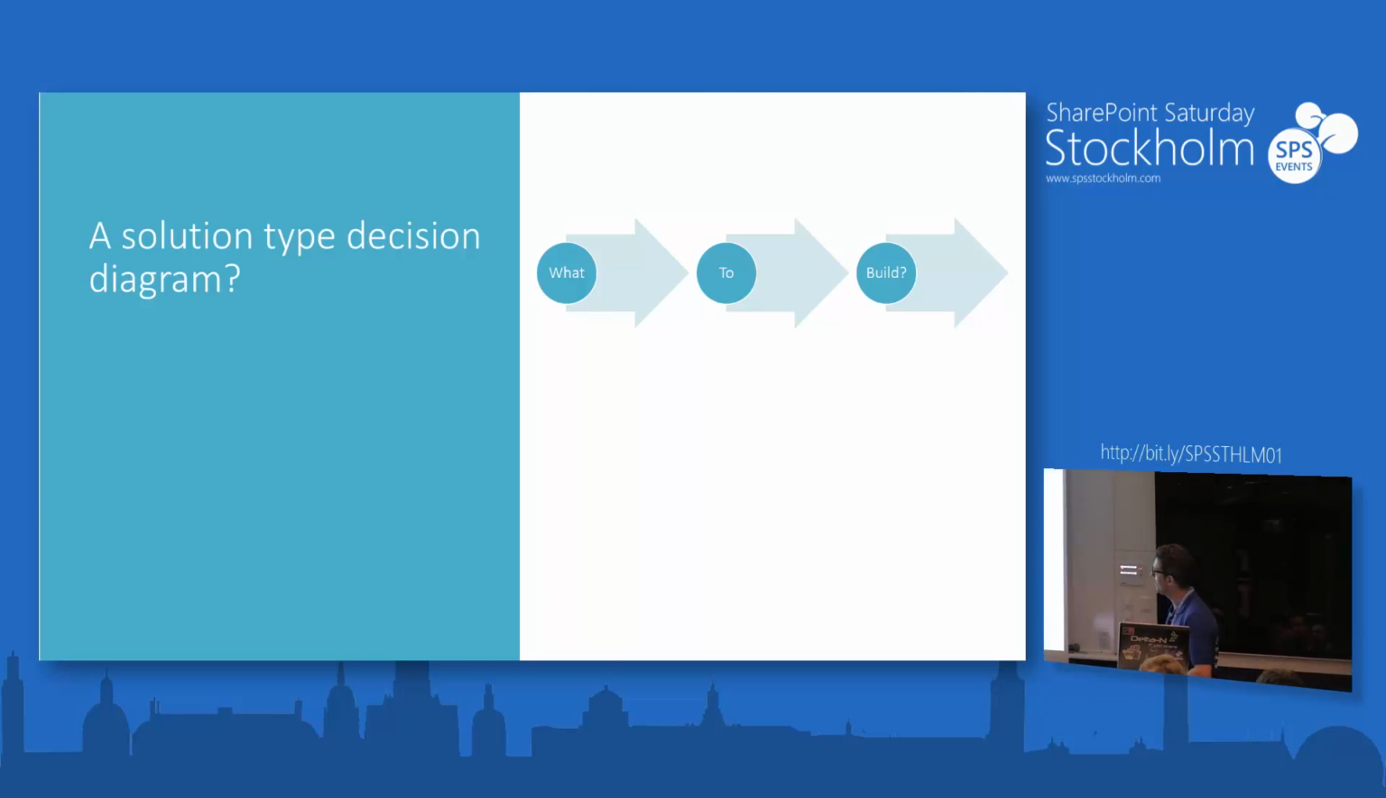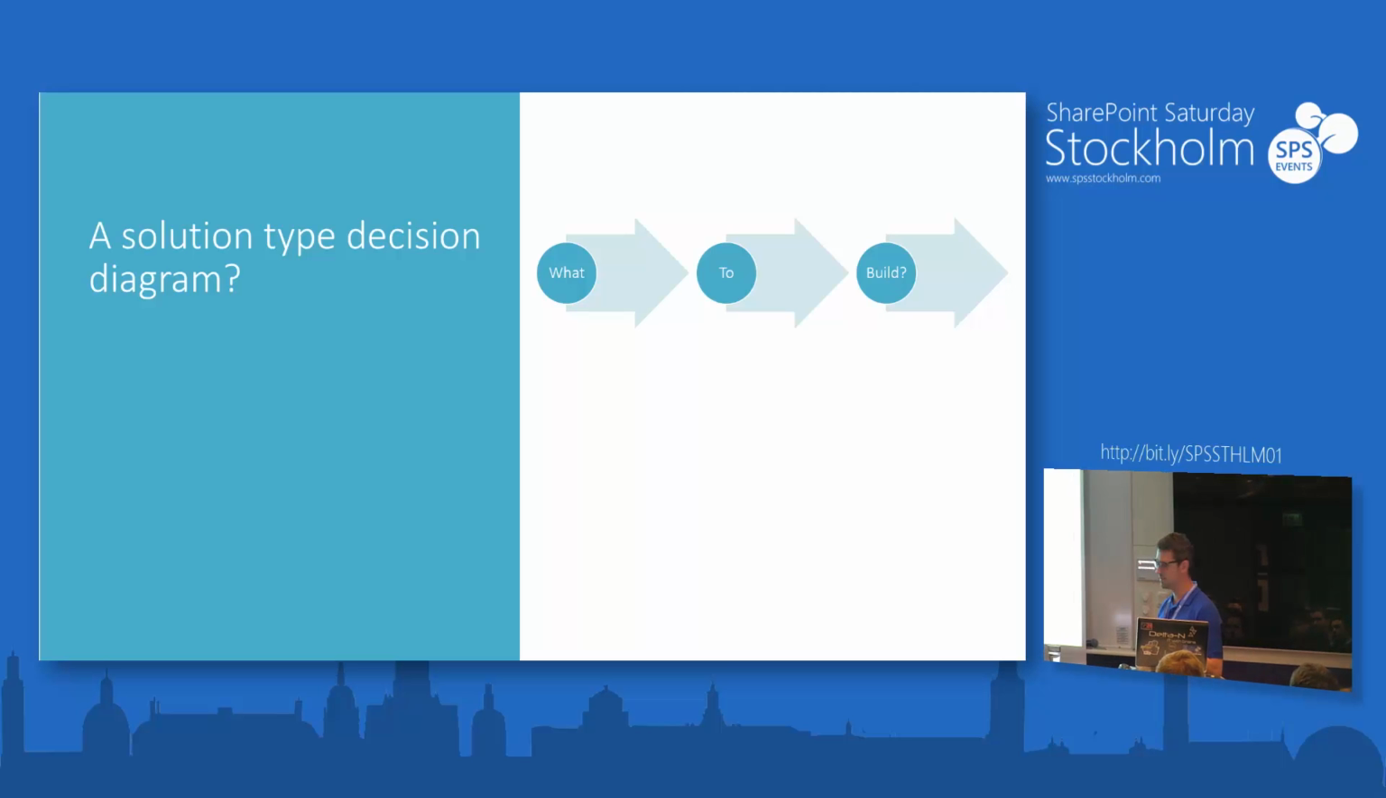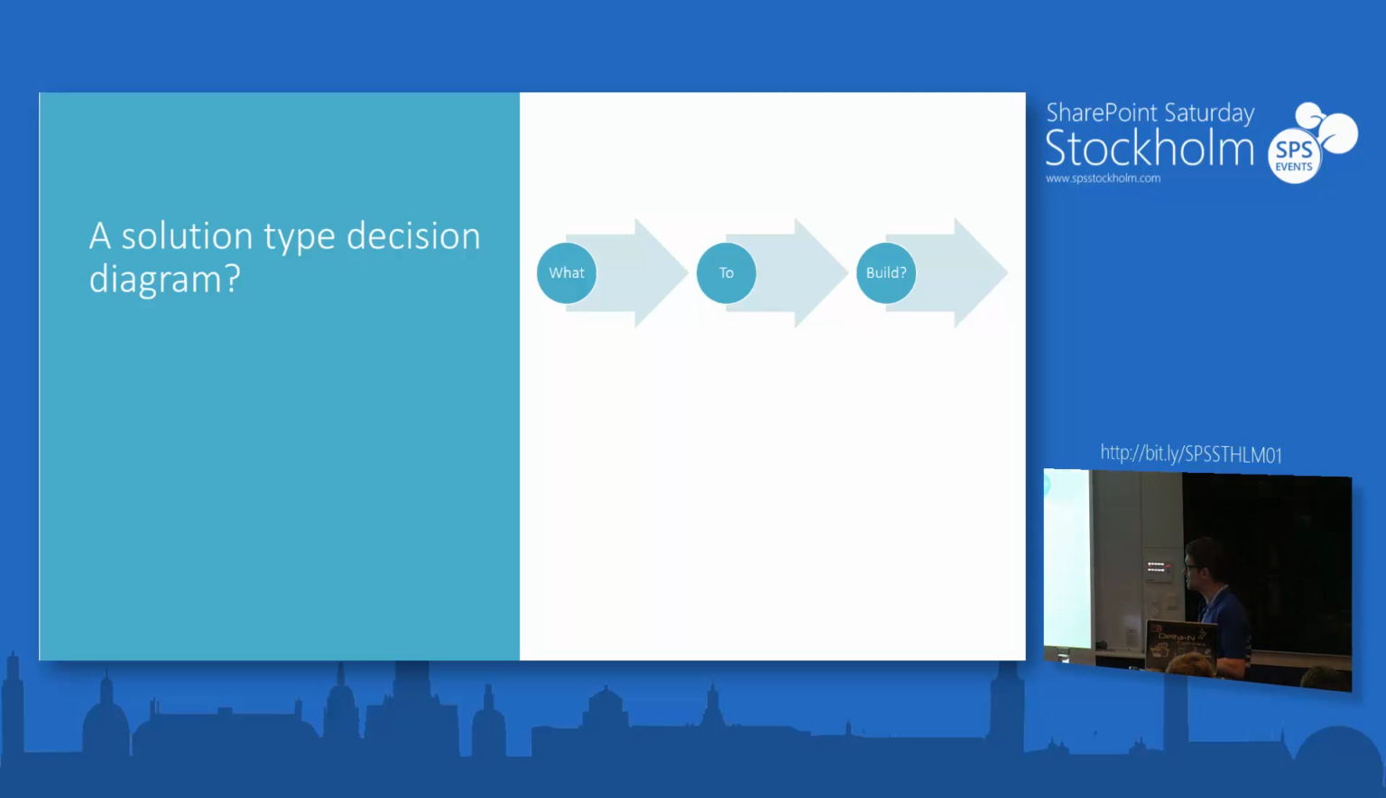So the next few slides are actually where all the previous options come together. It's what I call the solution type decision diagram. So what to build, that's what I call it. It's, again, something I use myself in my day-to-day decisions, what kind of solutions I like to architect or at least start out with.